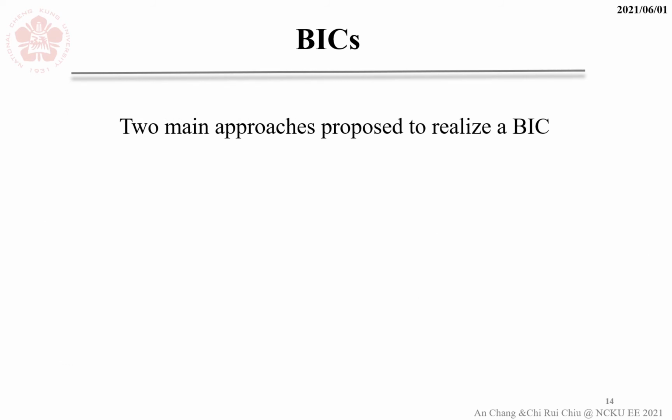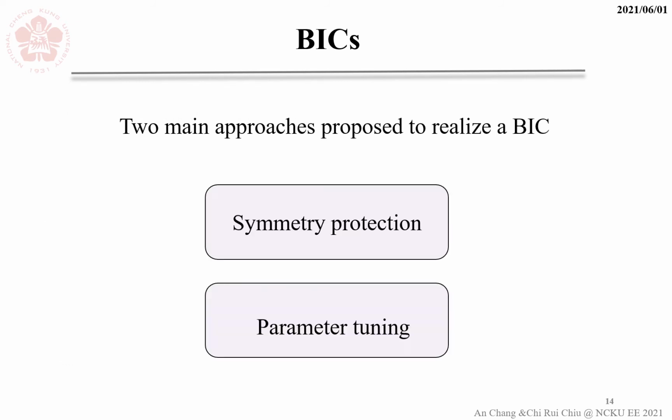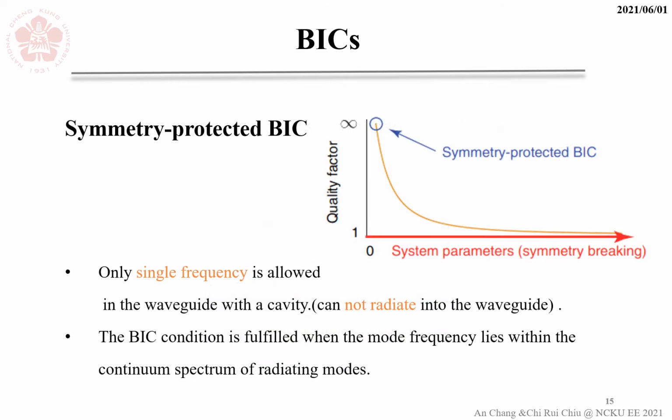I'm going to mention two main approaches to realize a BIC. The first approach is the symmetry-protected BIC. It's a waveguide with a cavity tuned to the frequency for which modes of one symmetry are evanescent. Under this condition, only a single frequency is allowed and cannot radiate into the waveguide. The BIC condition is fulfilled when the mode frequency lies within the continuum spectrum of radiating modes.